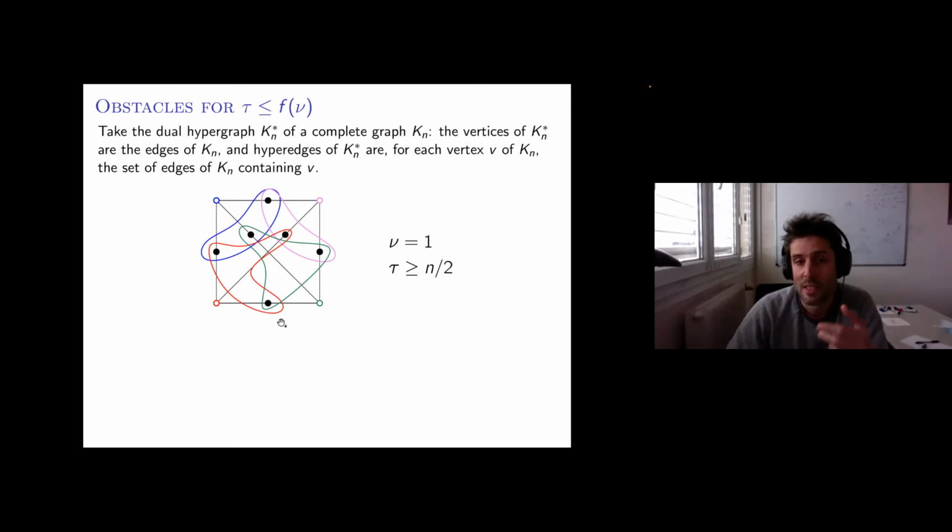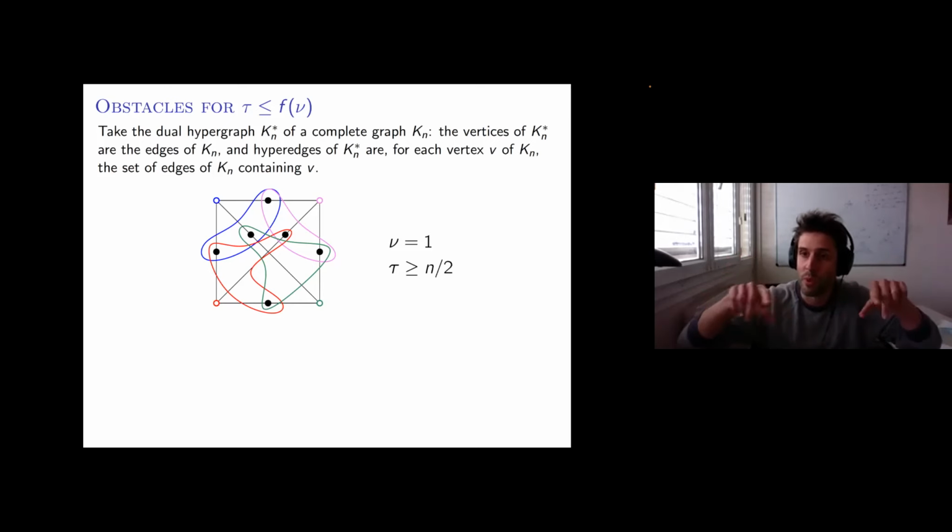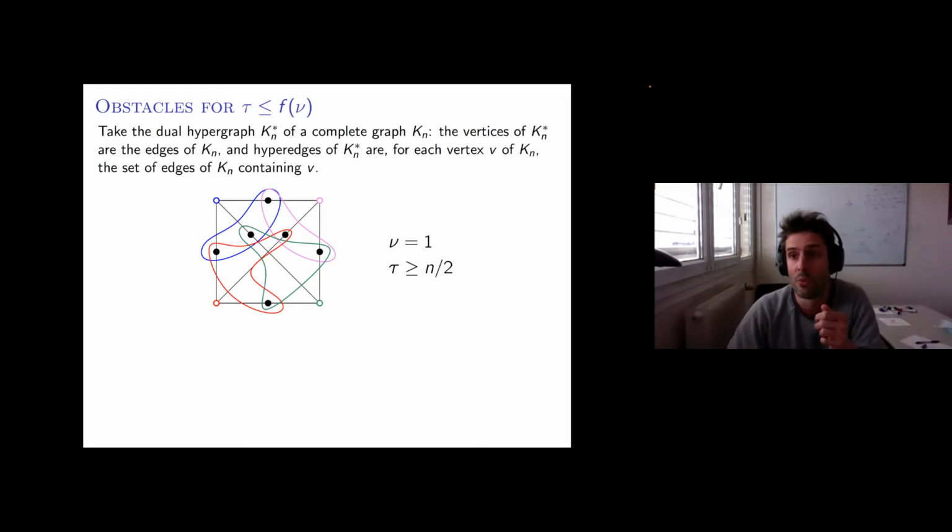And the reason is that each vertex of your dual intersects just 2 hyperedges, the 2 hyperedges corresponding to the 2 endpoints of the edge. So each time you take 1 vertex in your transversal, you're only hitting 2 hyperedges. But your hypergraph has n hyperedges. So you need at least n over 2 vertices if you want a transversal of your hypergraph, right?